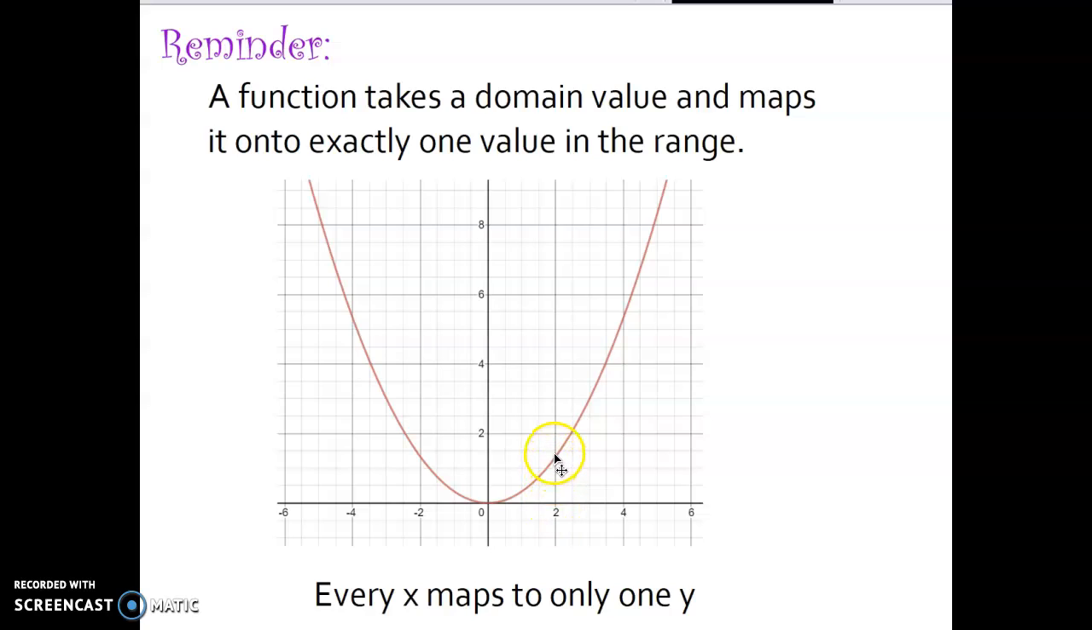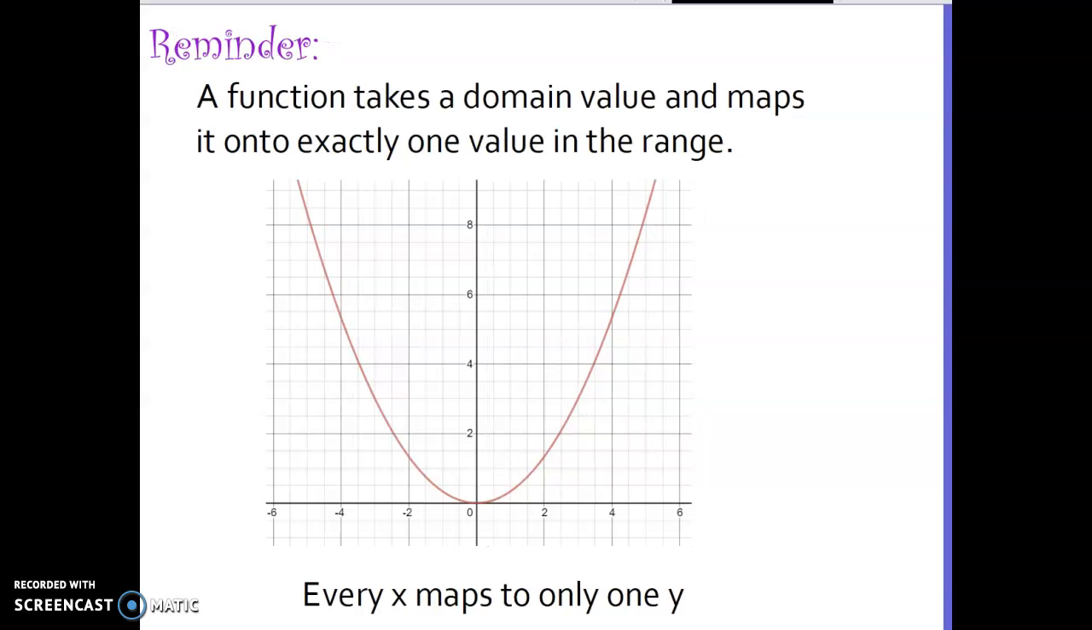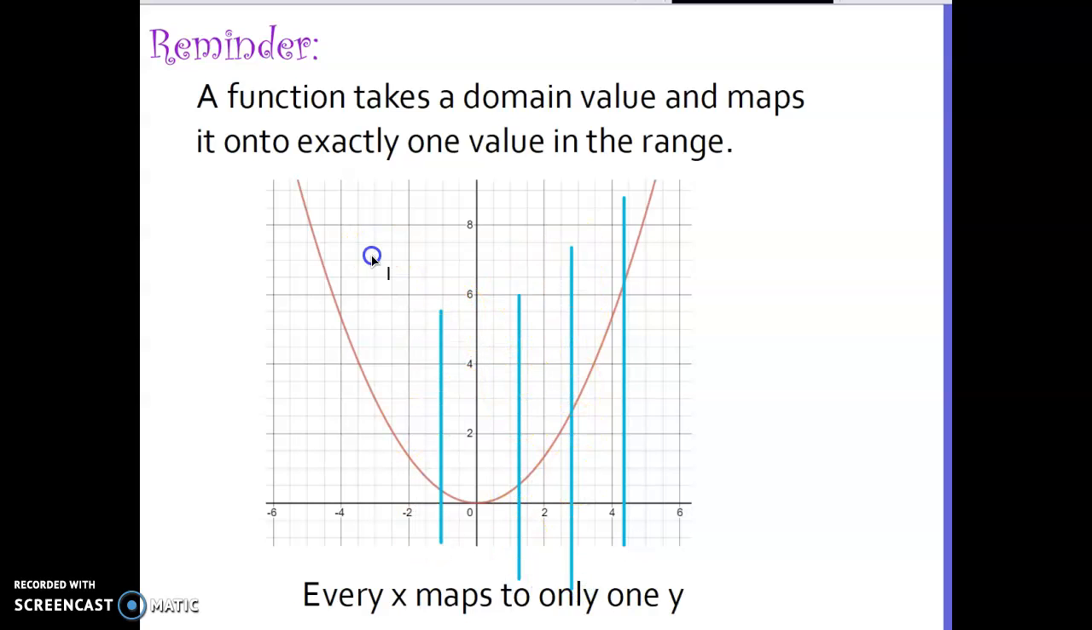2 doesn't go to this value and also some other value, right? Same thing for -2. It goes only to this one y value. It doesn't go to that value and some other value. Every x maps to only one y. And you remember how we would check for this when you first learned it. We would do the vertical line test, and we would run a vertical line across it over and over. And if it passed the vertical line test, then it was a function.